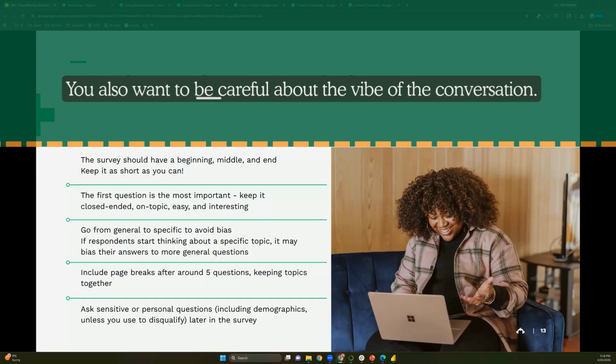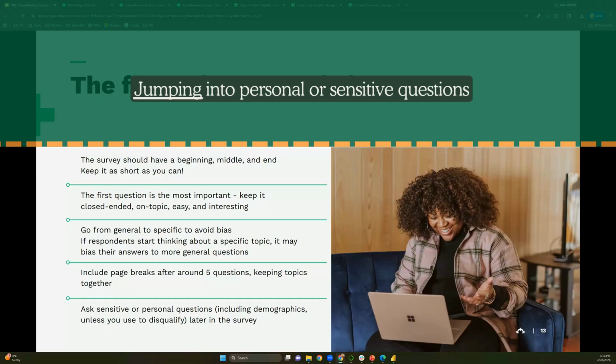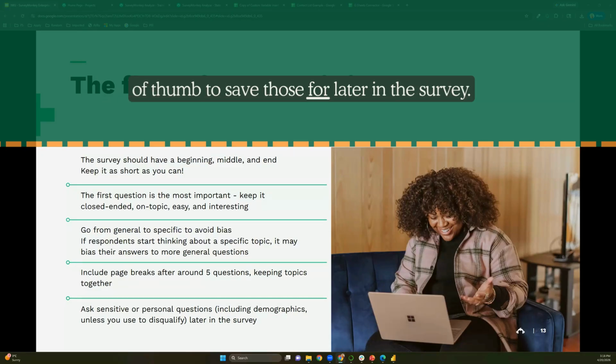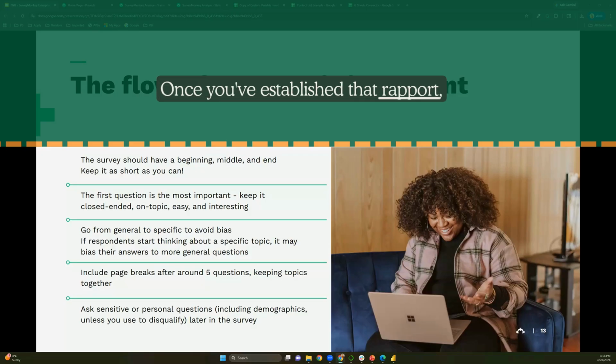You also want to be careful about the vibe of the conversation. Jumping into personal or sensitive questions right away could be very off-putting. So it's a better rule of thumb to save those for later in the survey once you've established that rapport.